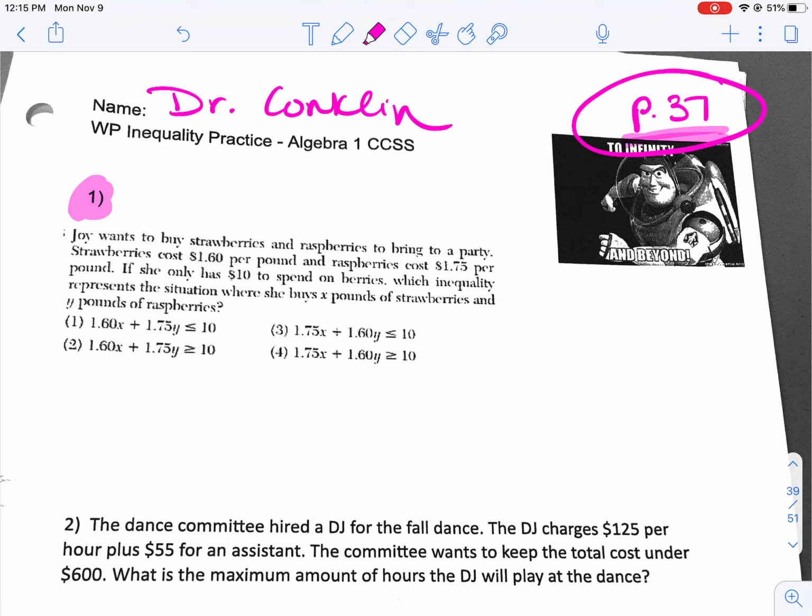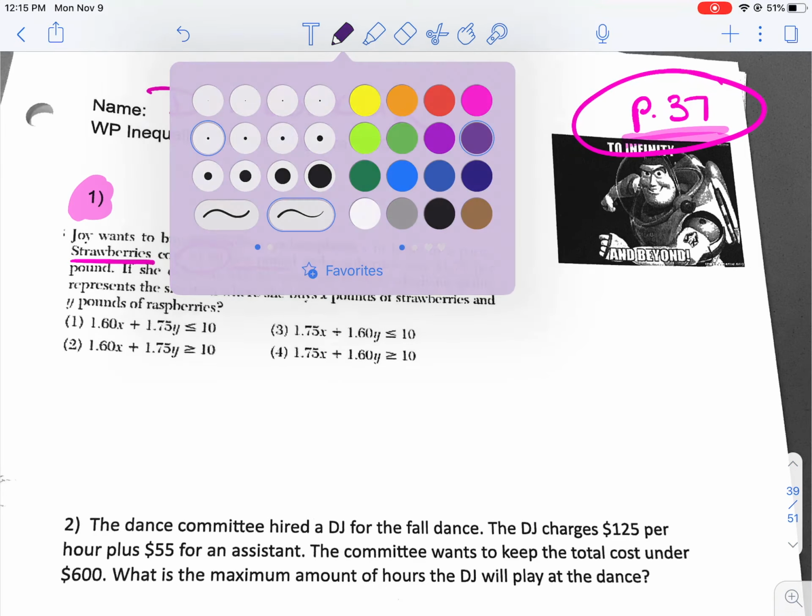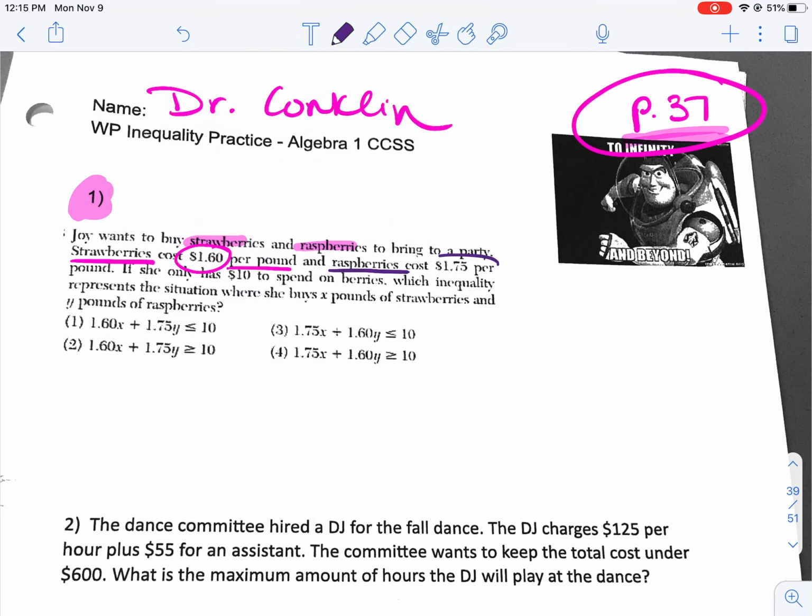Joy wants to buy strawberries and raspberries to bring to a party. Strawberries cost $1.25 per pound, and raspberries cost $1.75 per pound. She only has $10 to spend on the berries. Which inequality represents a situation where she buys X pounds of strawberries and Y pounds of raspberries?